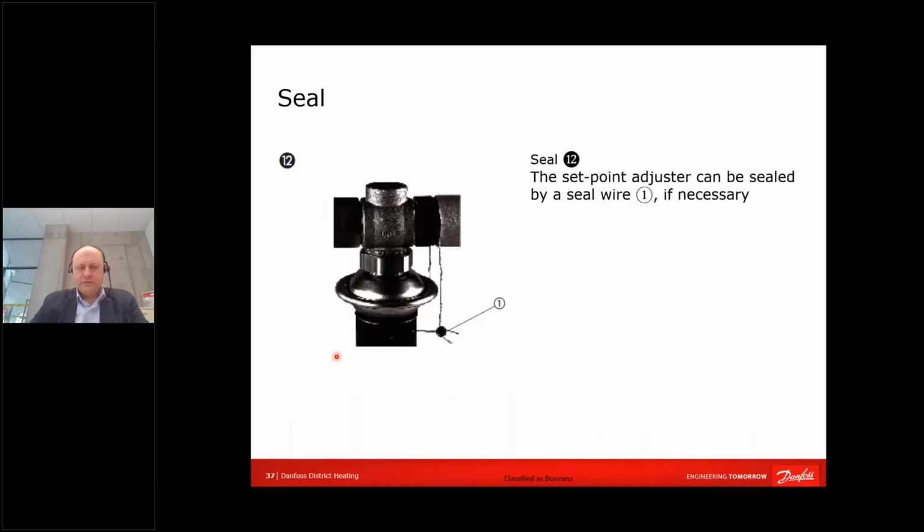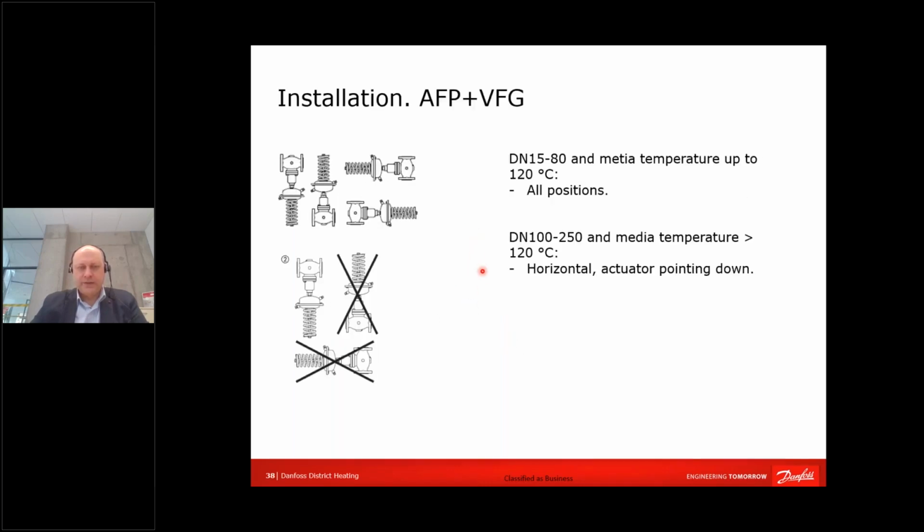You can seal the setting, so no one is changing it, because one of the issues would be that the differential pressure setting is manipulated by maintaining companies at will. So somebody is coming and turning and twisting and setting whatever he wants. It would be good practice to seal them.